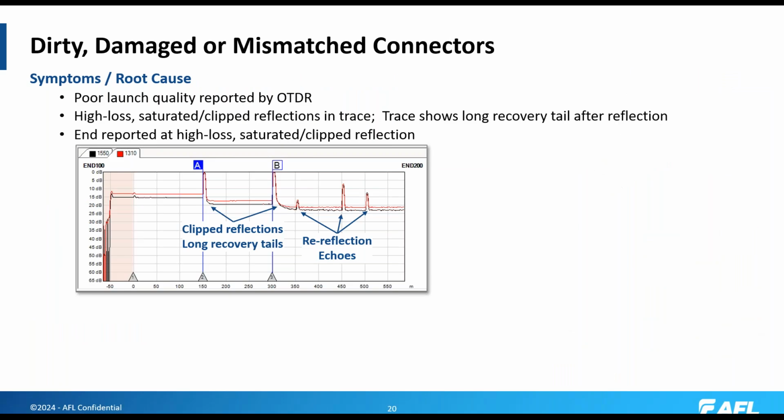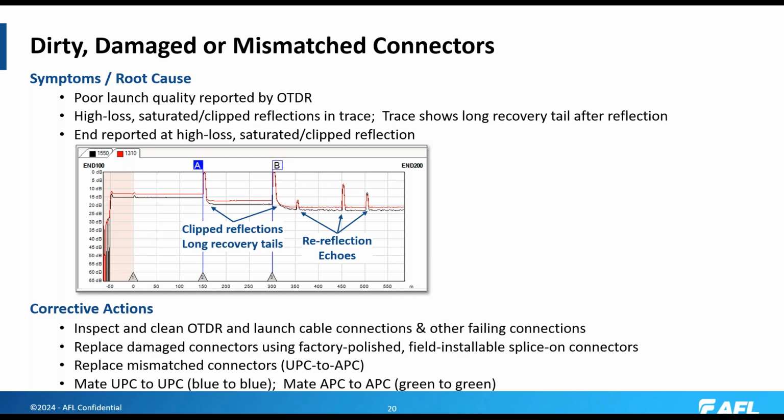Dirty, damaged, or mismatched connectors. How will these show up? They will show up as excess reflections in your network under test. Excess reflection will have a clipped or saturated top, and there will be a long recovery tail as you come down from that spike. And you may see re-reflection echoes in your trace.